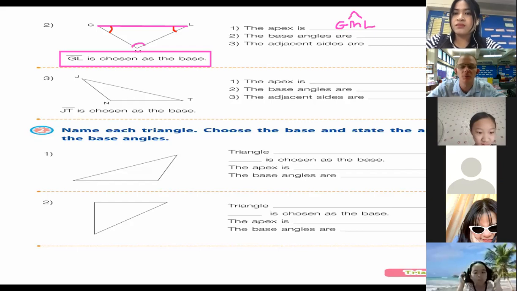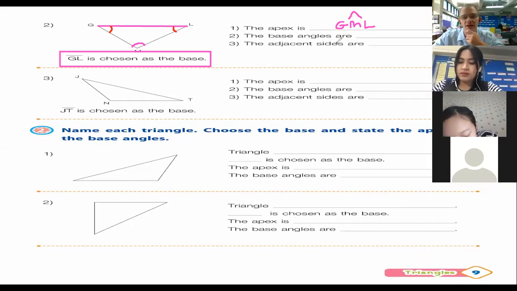Should I call someone's name to give the answer, or will you answer on your own? Let's see. Okay. How about Grape? Grape, can you hear me? Hello, Grape. Hi. Do you know what the name of the base angle is? You can give me one if you know.